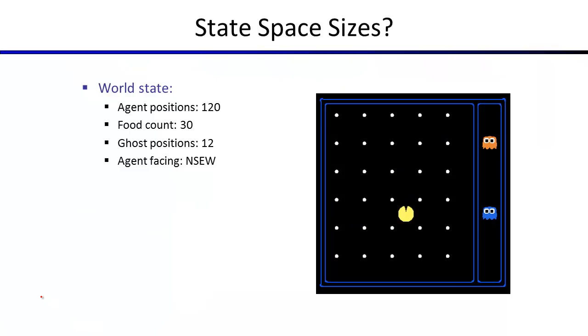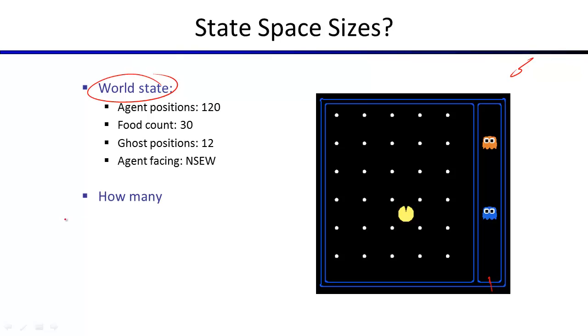Okay, the reason we try to keep the state space small is because very quickly it can become very large and unwieldy to work with. So let's do a little bit of arithmetic here. Let's first look at this problem here. What's the world state? That's kind of everything that's going on in this scenario. We have agent positions. Our Pac-Man has 120 possible positions here, a 10 by 12 grid. The food count initially is 30, so we have 30 booleans to encode whether that food is there or not. In the world state, there are ghost positions. They have 12 possible locations. And then there are agents. The agent could be facing north, south, east, or west.